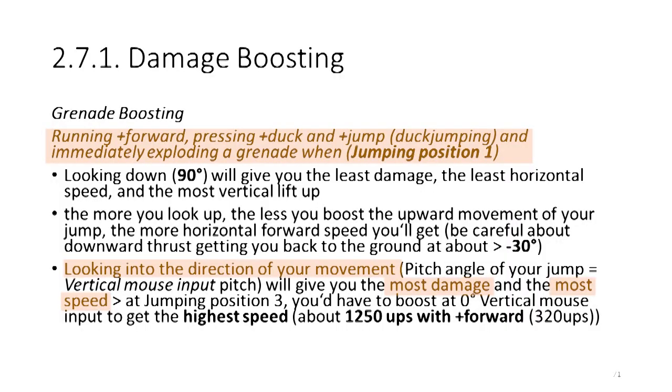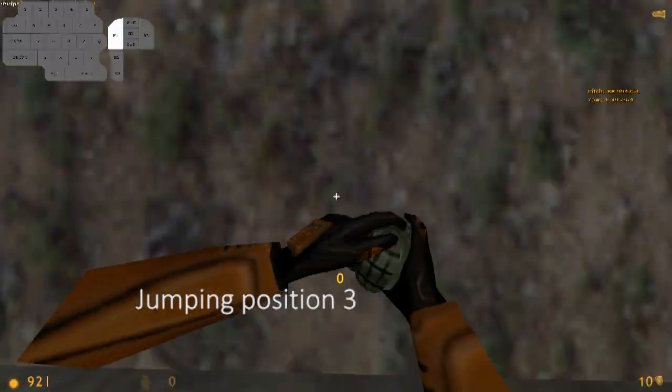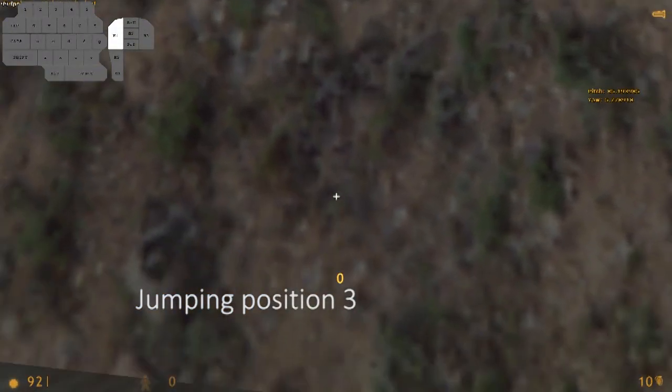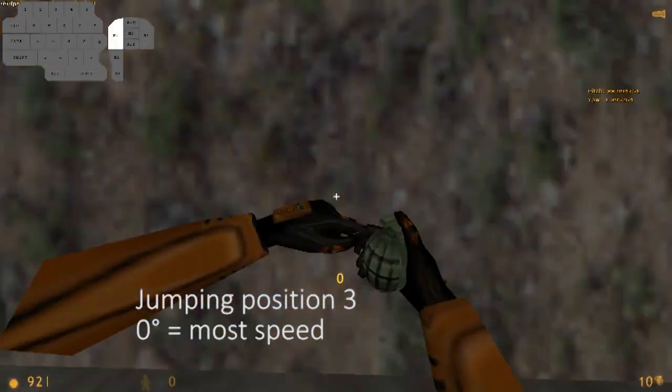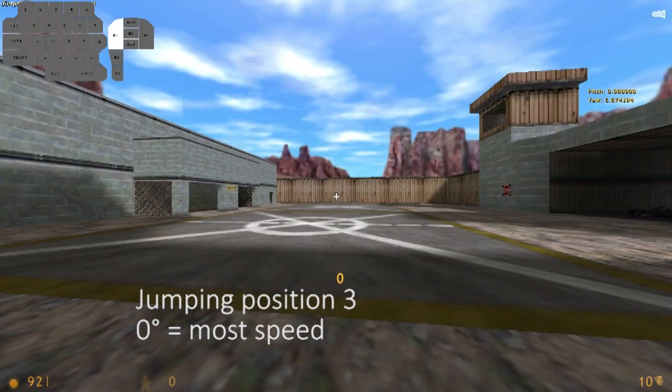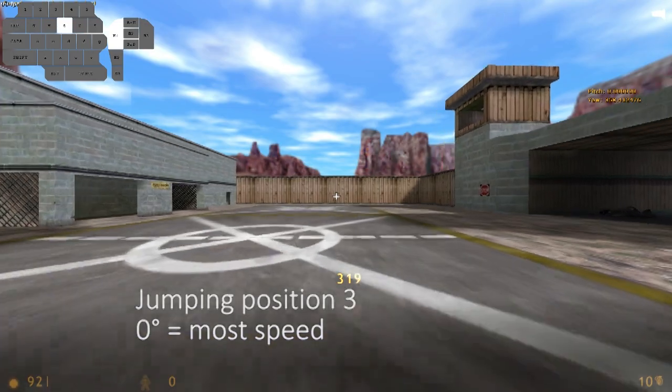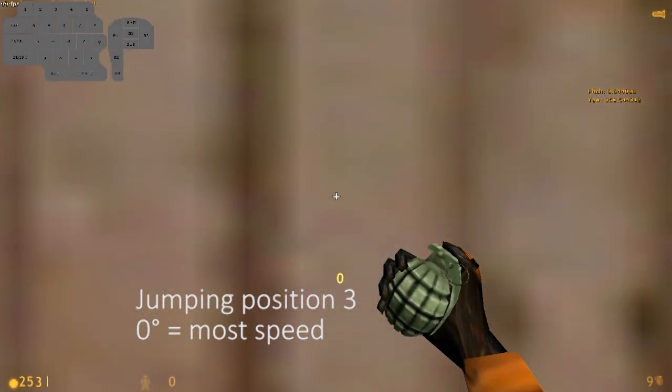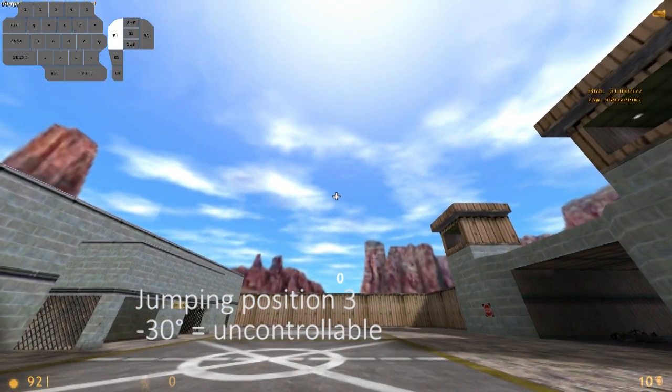Generally, it can be said that aligning the pitch angle of your jump with a vertical mouse input pitch will give you the most damage and the most speed. For example, at jumping position 3, which is 0 degrees pitch in its angle, you would have to have a 0 degree vertical mouse input pitch as well to get the highest speed.